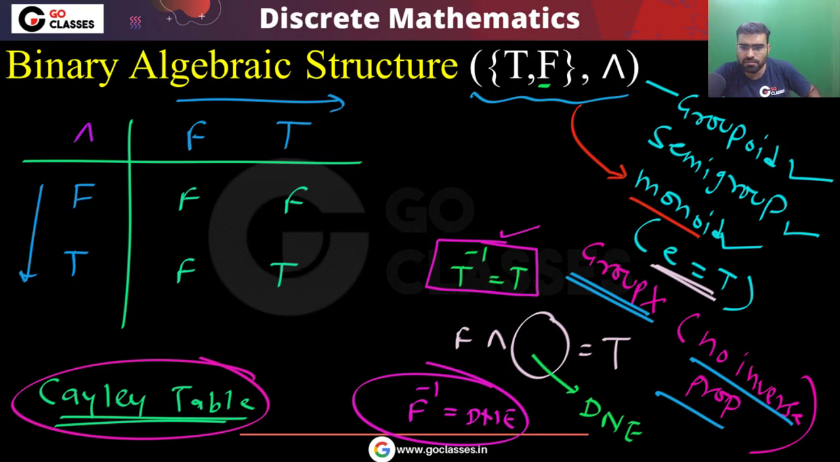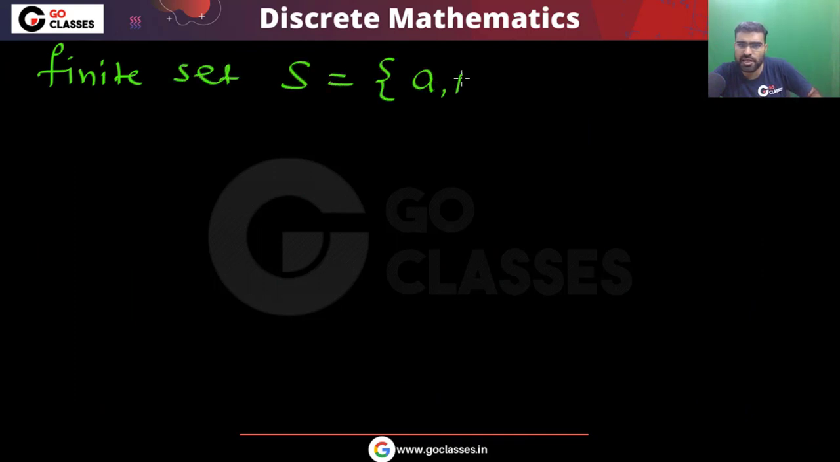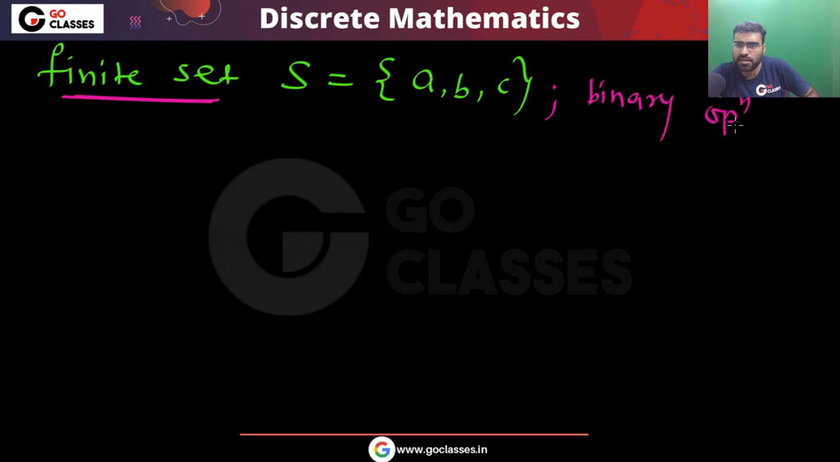Okay. So remember, if you have a finite set, let's assume you have a finite set S, and in this finite set, let's assume these are the elements, for example, A, B, C. And let's assume there is a binary operation defined on this finite set. This binary operation can be anything. Let me call it hash. So this is your binary operation.